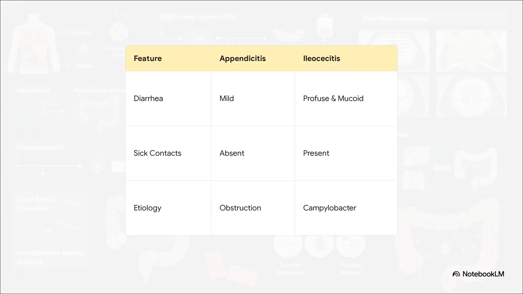If the patient has prominent mucoid or bloody diarrhea, a history of sick contacts, or they recently ate undercooked poultry, you're likely looking at a self-limited pseudoappendicitis. In these cases, the inflammation is mostly localized in the terminal ileum and cecum. Management here is primarily supportive care. Antibiotics are strictly reserved for severe cases, high fevers, profoundly bloody stools, or high-risk patients like the elderly, pregnant individuals, or anyone who is immunocompromised.